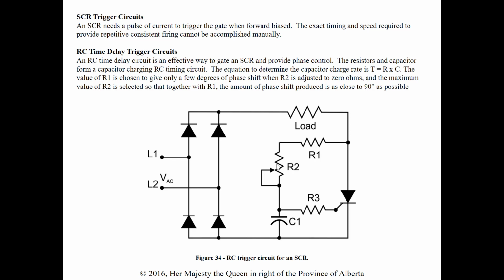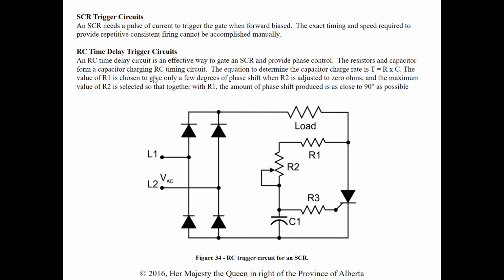Remember we talked about capacitors, that T is equal to R times C. That's how long it takes the capacitor to build to a full charge. So if we can manipulate the value of R, we can change how long it takes to build up to a charge. The equation to determine the capacitor charge rate is T is equal to R times C.